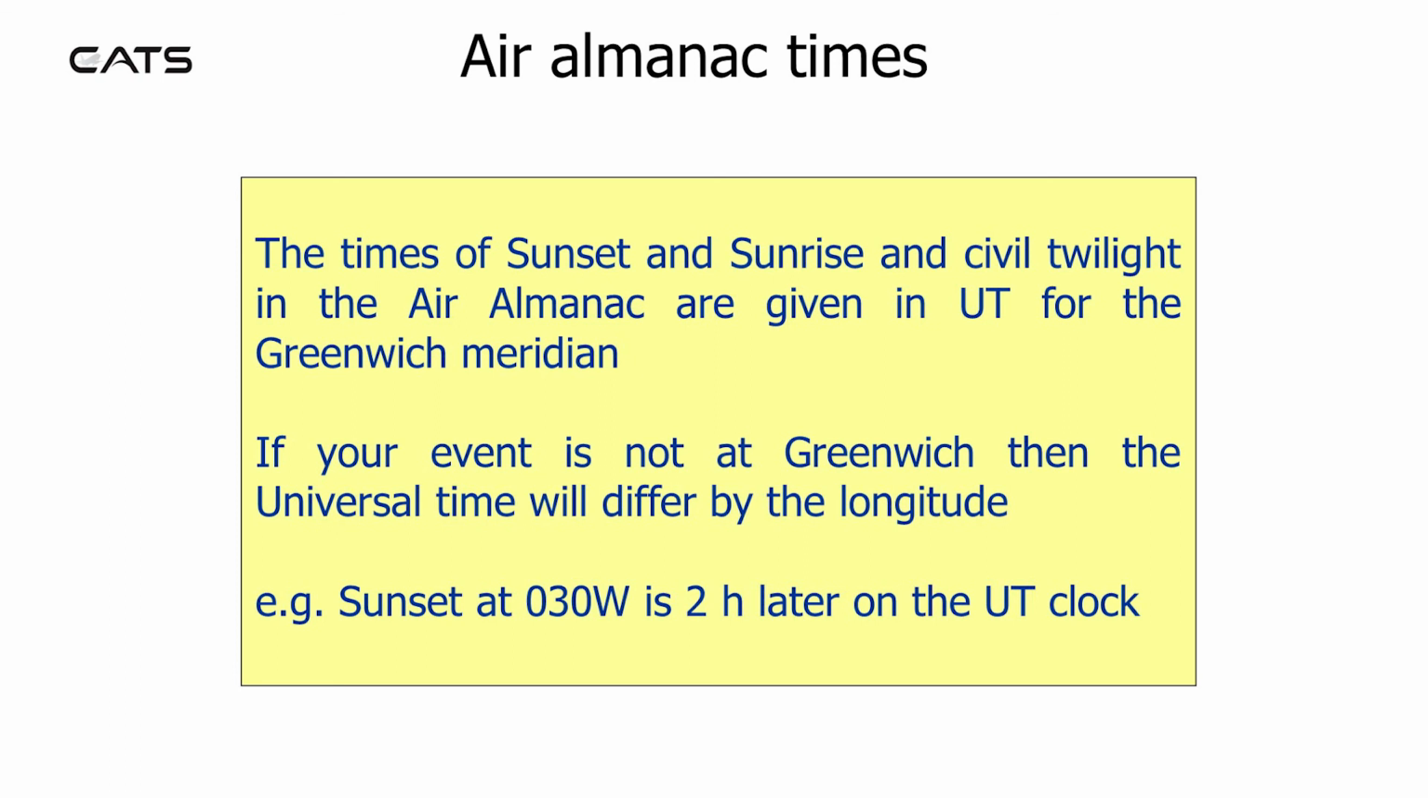Air Almanac times. The times of sunset and sunrise and civil twilight in the Air Almanac are given in universal time for the Greenwich meridian. If the event is not at Greenwich, then the universal time will differ by the longitude. For example, if we're waiting for sunset at 030 west, it will be 2 hours later on the UTC clock.